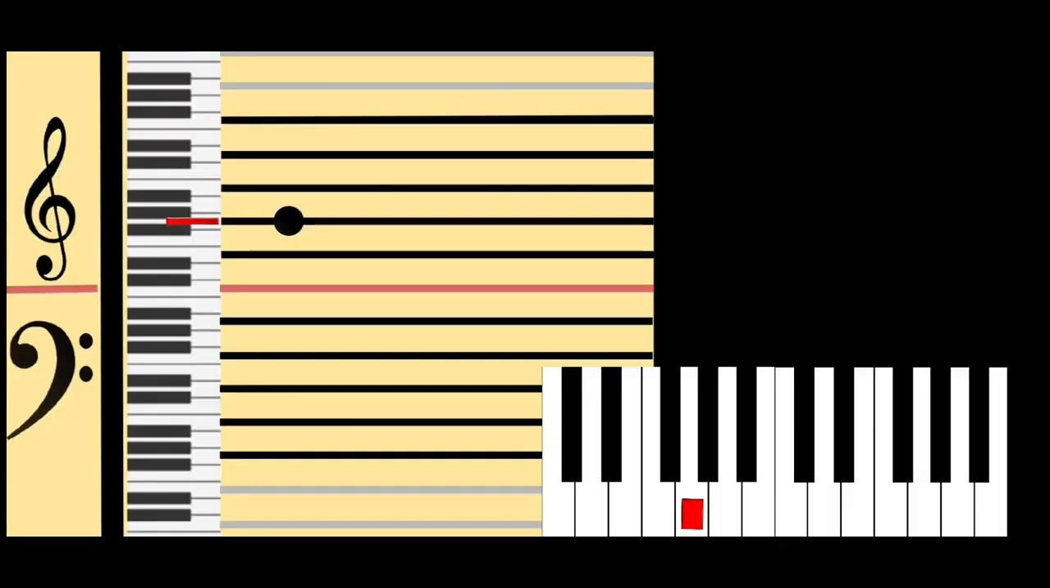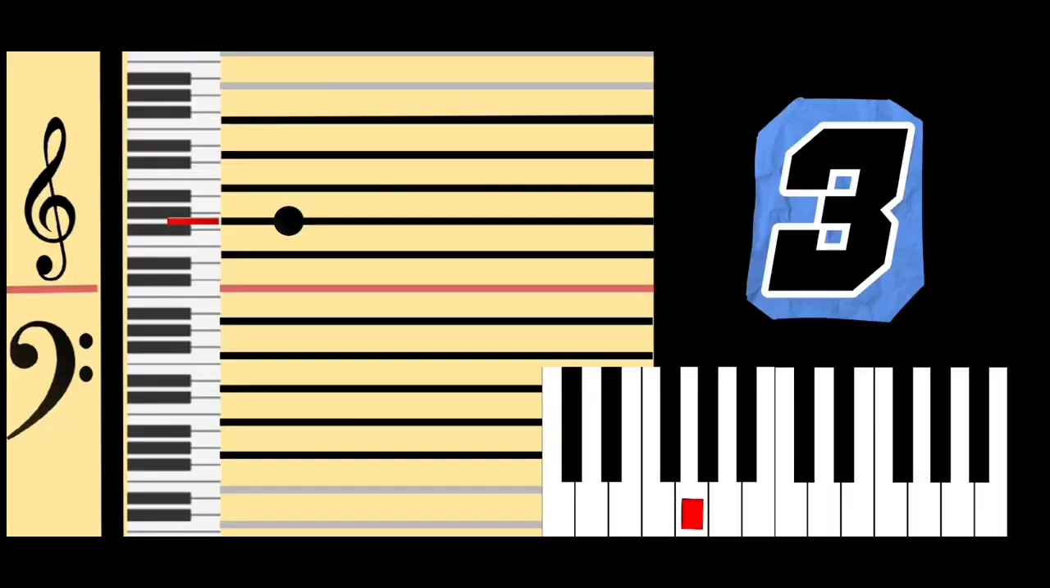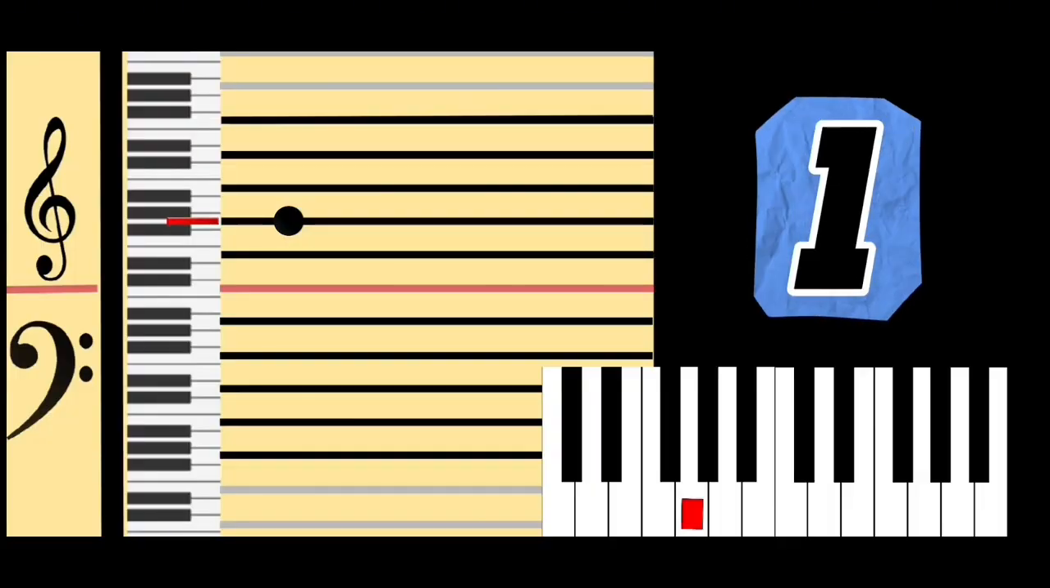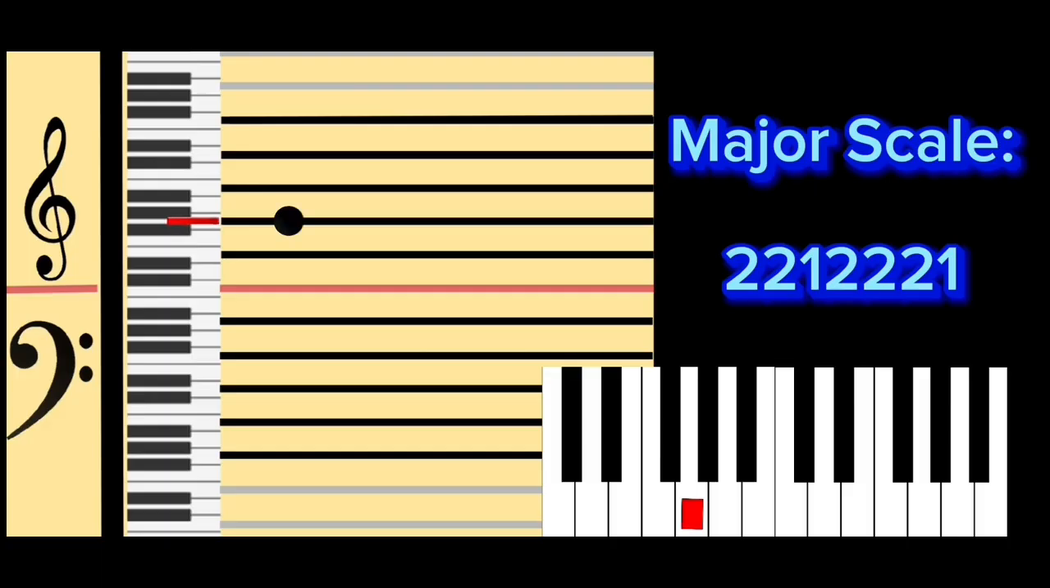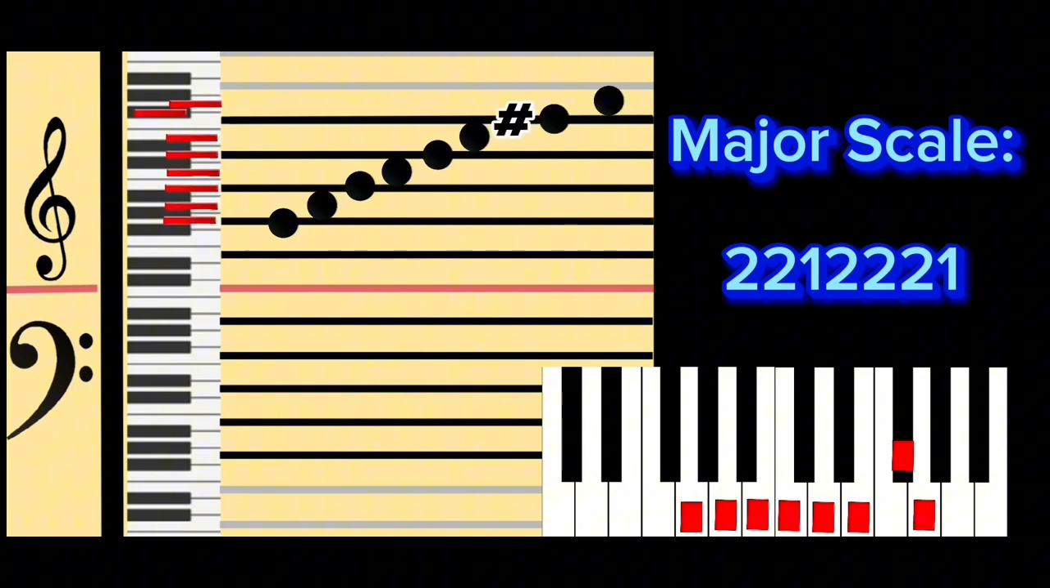Number 3. Build a major scale on this key. First, we listen to the scale being played from one octave to the next. We're not altering any of the white keys in order to get to that next octave. Starting on this pitch, we're going to apply the major scale formula. 2, 2, 1, 2, 2, 2, 1. Lastly, we play our scale and we have a major scale on this key.